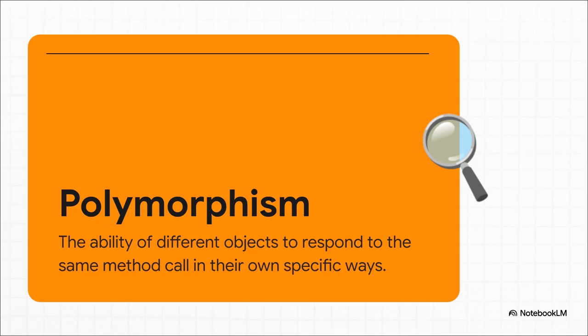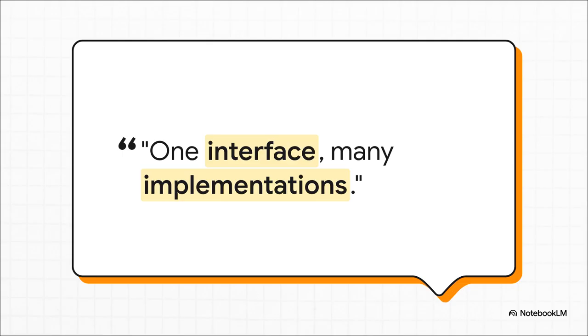Now this one sounds complicated, but the idea behind it is actually beautiful. Polymorphism. It literally means many forms, and it's all about making your code more flexible. The key phrase to remember here is one interface, many implementations. You use a single command, but different objects can respond to that same command in their own unique, specific ways.